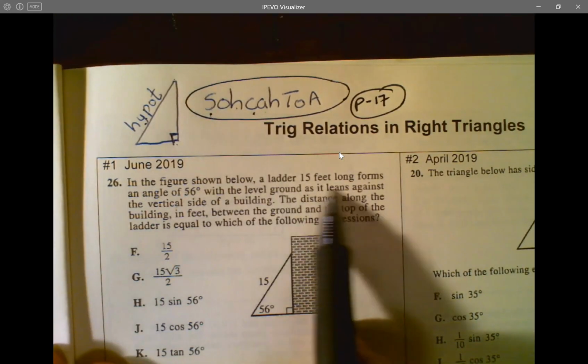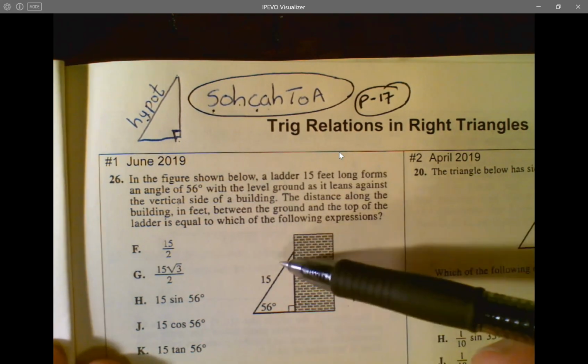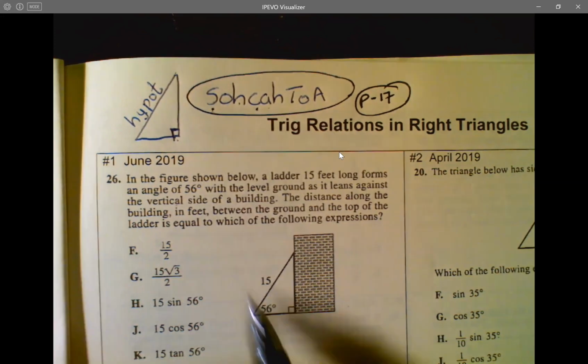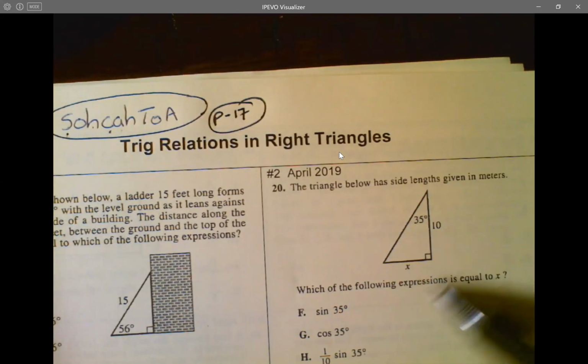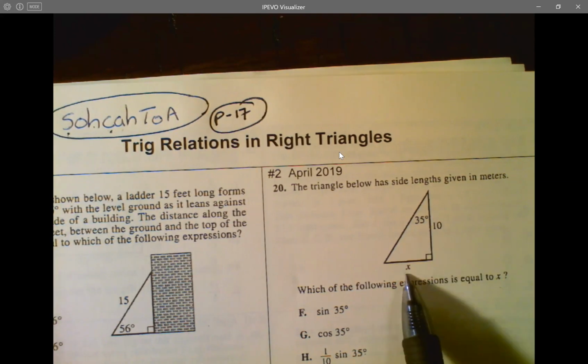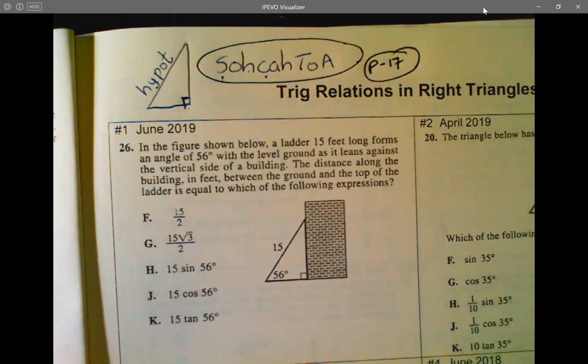So here we have, in the figure shown below, a ladder 15 feet long. Well, first off, whenever I see a picture, I look at the picture and see if I can do the answer. But I notice they're not telling us anything. Like if you look at the one next to it, see how they have all three things? What do you want to find out for X? It's a little easier to figure out that's what they want us to know. Here, they're not telling us that, so that's making it a little bit more difficult, but not too bad.